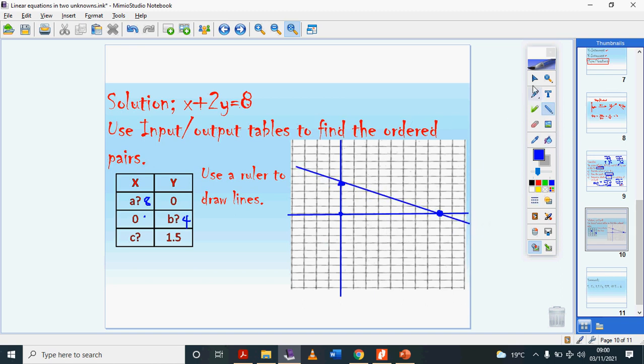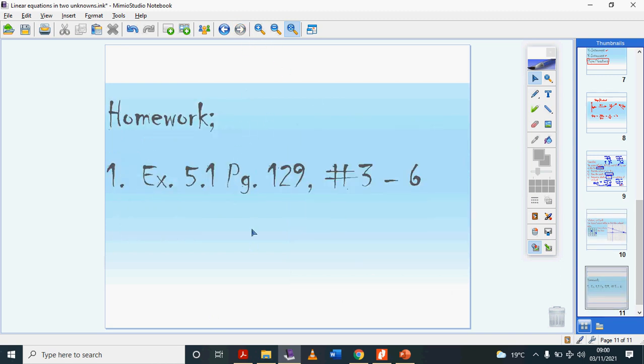Please use rulers to draw your straight lines. So that's how you do questions like this. This is going to be your homework, but I understand that you may not be able to finish it today, so you will also get class time tomorrow to do this. Bye.